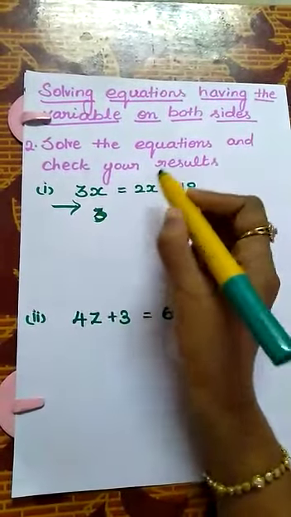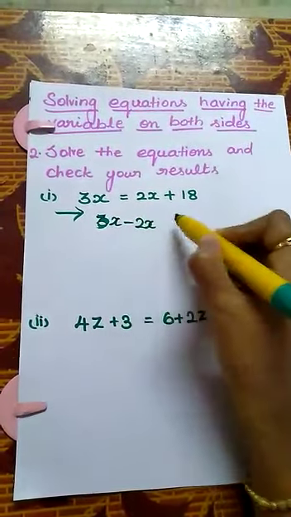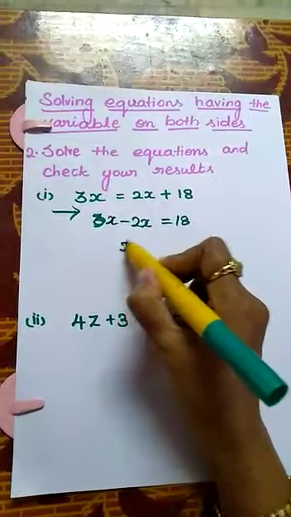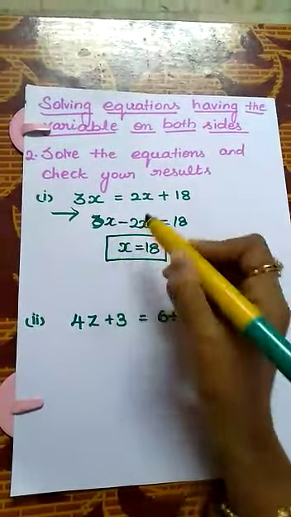Now transposing the 2x value to LHS. 3x minus 2x is equal to 18. 3x minus 2x, what is the value? 1x. x is equal to 18. This is our solution. Now we have to check the answer.